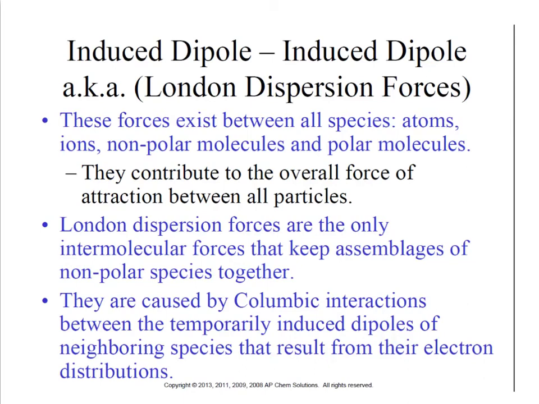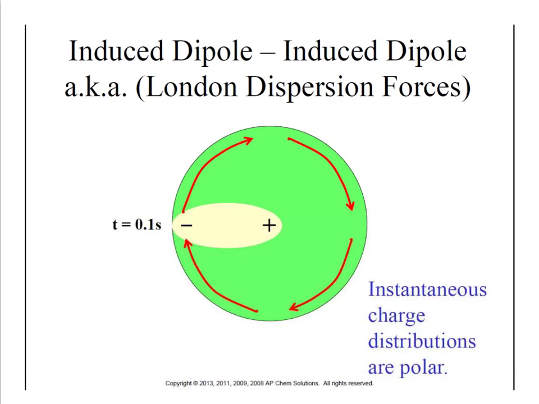And what they're caused by is just Coulomb's law, and it has to do with the natural shifting of electrons inducing dipoles in neighboring species, and therefore altering the electron distributions. So if we think of a nonpolar species, the electrons are going to be all around that nonpolar species, evenly distributed, and so there's not going to be really those dipoles. However, electrons are constantly moving around.